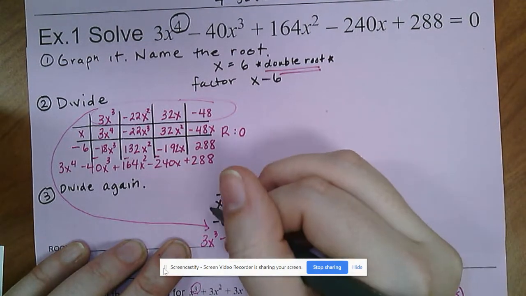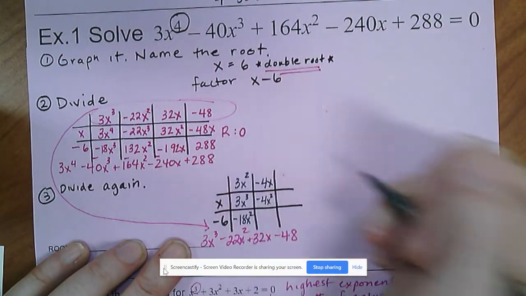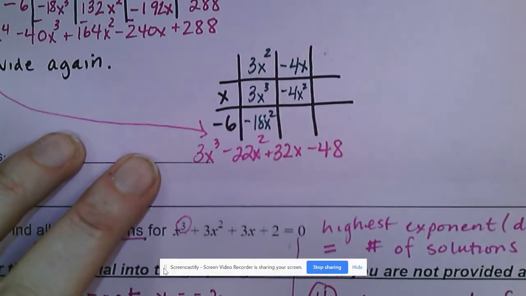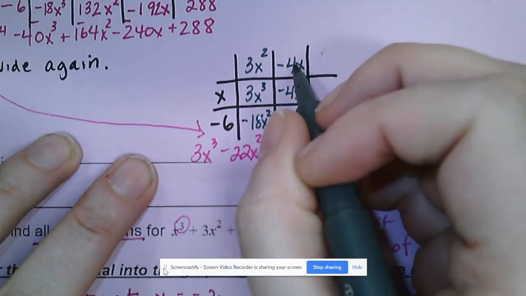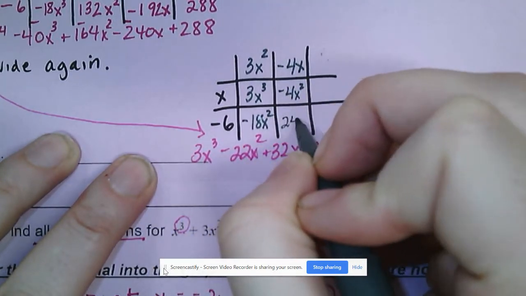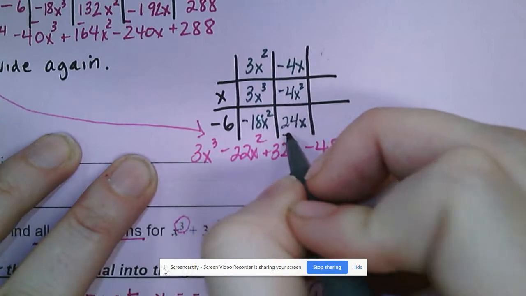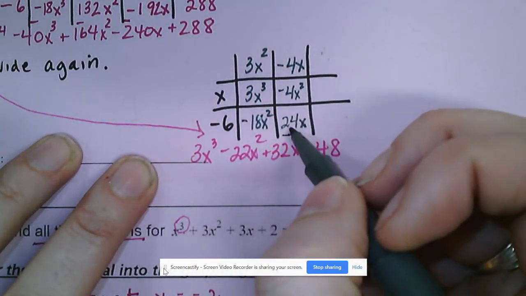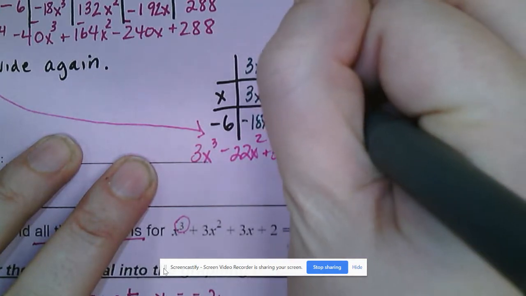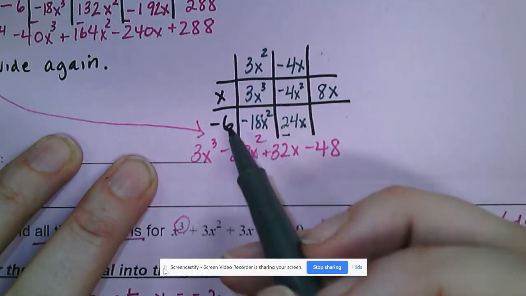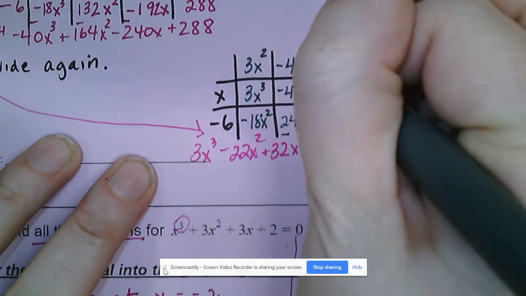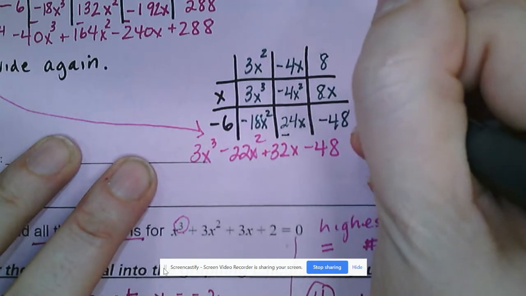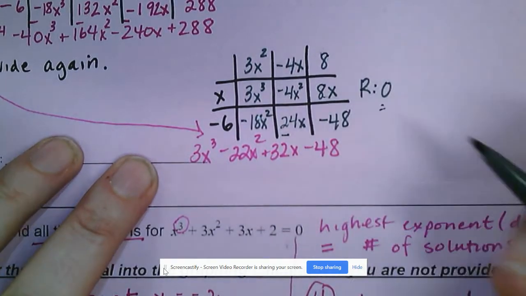To get negative 4x squared, I multiply x by negative 4x. And then I'm going to multiply my row and my column again. So negative 4x times negative 6, I get 24x. And then I'm going to subtract. So 32 minus my 24, I'm going to get 8x. And then what do I multiply x by to get 8x? 8. And then I can multiply my row and my column. And lo and behold, again, it worked out. I have that remainder of 0.